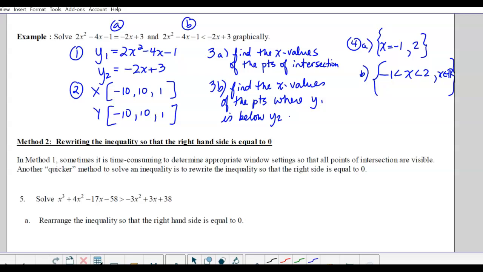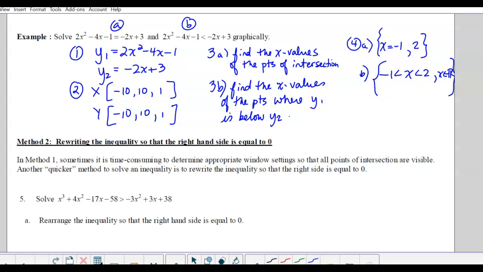Okay, question? So, method 2, rewriting the inequality so that the right-hand side is equal to 0. So in method 1, sometimes it's hard to get that window. So if you're not that comfortable with your calculator, you're going to be spending too much time finding your window. If you get everything to one side, then you know you're just looking on the x-axis. Not looking for a point way up here or way down here. So that's easier. You're only going to change your x window.